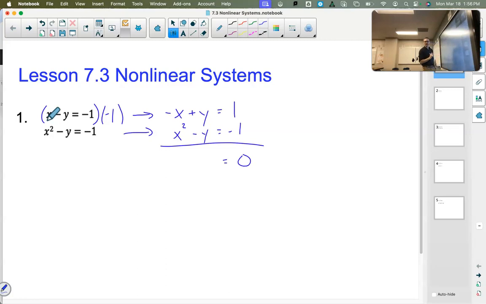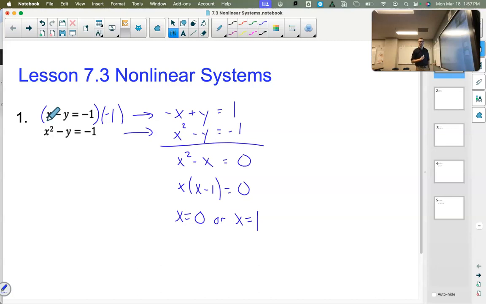But notice, are negative x and x squared like terms? Can I combine those together? And the answer is no, I can't. So I'm just going to have to write this as x squared minus x. Negative x plus x squared is x squared minus x. Y plus negative y, the y's are eliminated, equals 0. And what type of equation did we get here? We got a quadratic: x squared minus x equals 0. I can solve that by factoring out an x, and I end up with two solutions. I get x equals 0 or x equals 1.